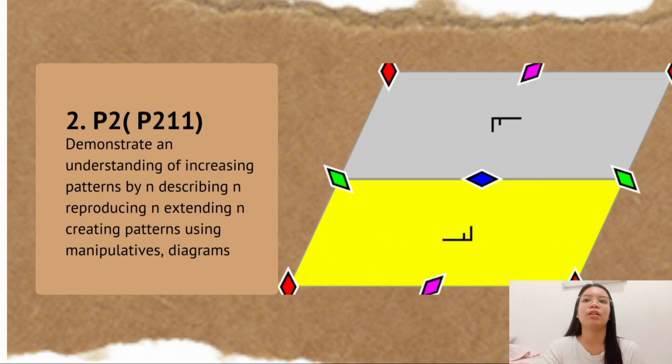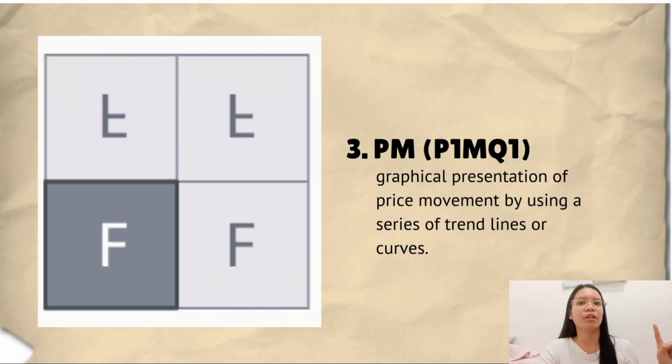The second one is P2, or P211. It demonstrates an understanding of increasing patterns by describing, reproducing, extending and creating patterns using manipulative diagrams. As you can see, there is a pattern showing for the square one. And the third one is PM, which would be calculated as P1M1.